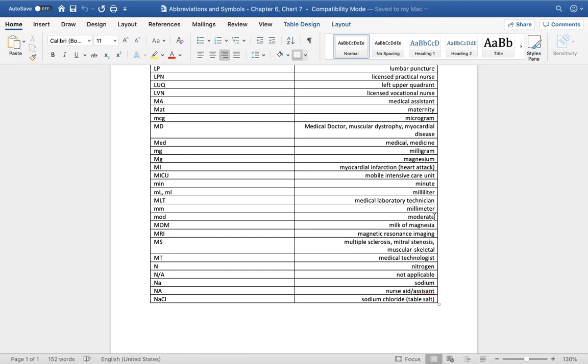MOD, this is moderate, as in not light, not too much. It's moderate. It can describe how severe a condition is. It can also describe quantity as well.